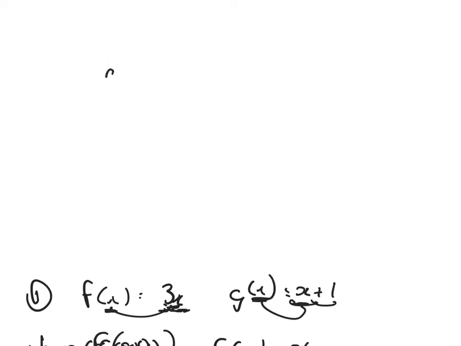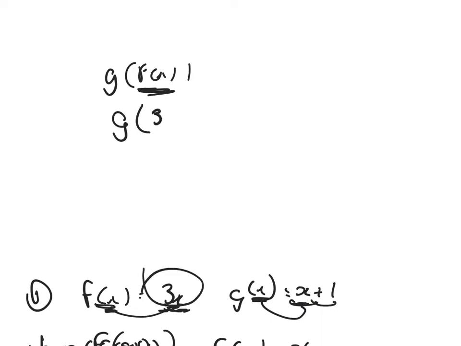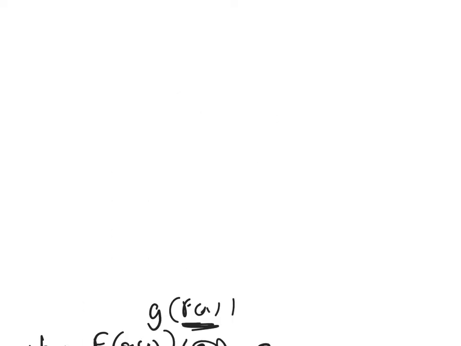Let's try part C, g of f of x. Well, that's g of, well, f of x is equal to 3x. That's a straight substitution. The g function is whatever's in the bracket, write it down and add on 1. Final answer.